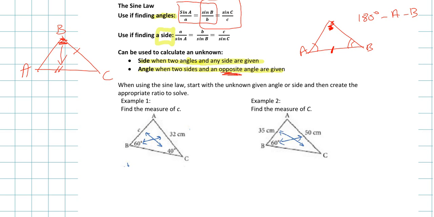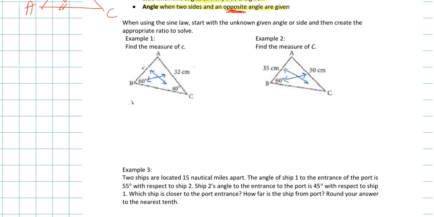So, here's a question. You are given a triangle. You are given two angles and a side. Remember, this is one of the laws: two angles and any side. I can use sine law. And they're asking me to solve for side C. So I know angle B and side B. I know angle C, and I'm looking for side C. So in this case, I'm going to use sine law because it's an oblique triangle.